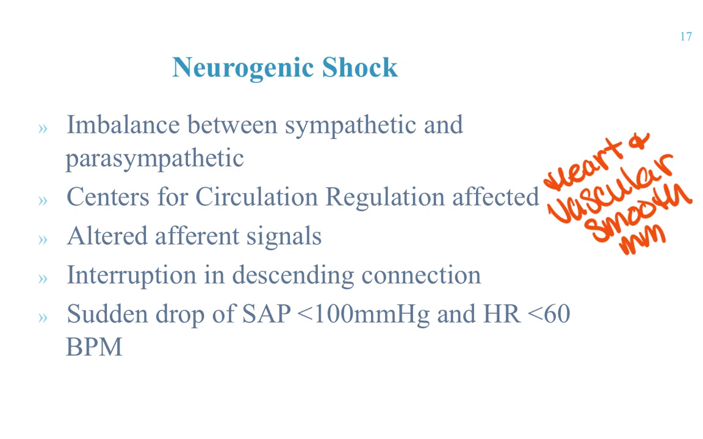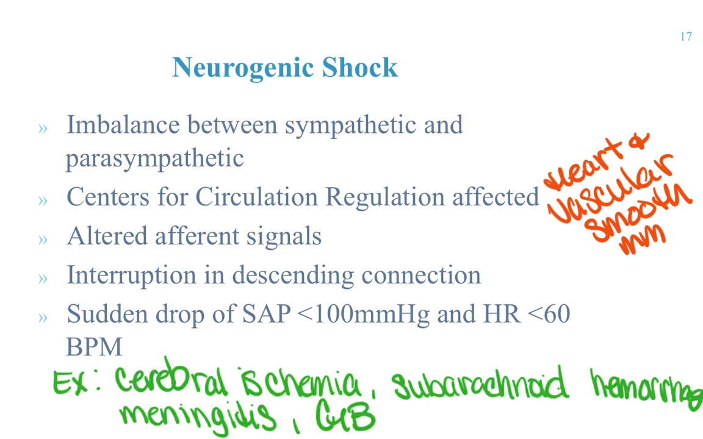If you have permanent damage, and you can see this in patients sometimes, when they have a spinal cord injury, they may go in and out and have blood pressure changes consistently. So I put those examples down at the bottom for you. Cerebral ischemia, subarachnoid hemorrhage, meningitis, Guillain-Barré, spinal cord injuries are all going to be causes of neurogenic shock.